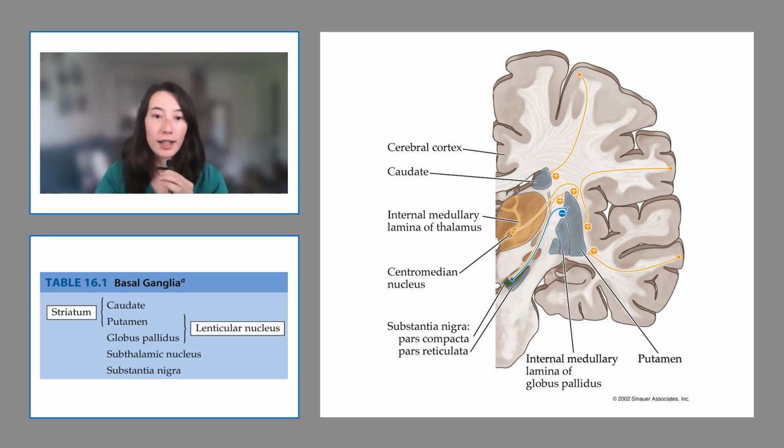But let's take a look and see where each structure really is. So the striatum and the lenticular nucleus, which you can see on the table on the bottom left, okay? These are just combinations of the caudate, the putamen, and the globus pallidus. These are deep within the hemispheres. The substantia nigra is in the brainstem. The subthalamic nucleus is ventral or anterior to the thalamus. And we haven't talked about it yet, but you can see the orange and blue lines. These are how they all communicate with each other, along with the rest of the cortex and the thalamus.